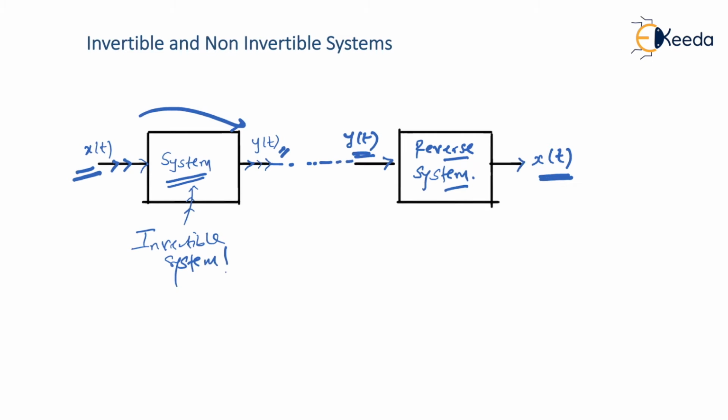In that case, that particular system is called a non-invertible system, right? So for a particular system, if you are able to make a reverse system, then it is an invertible system. And if you are not able to do so, then the respective system is called a non-invertible system, meaning those systems for which you cannot make a reverse system. Let us start with some examples, then only you'll get an idea.